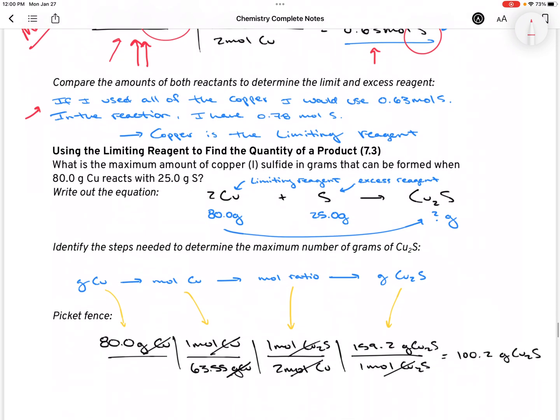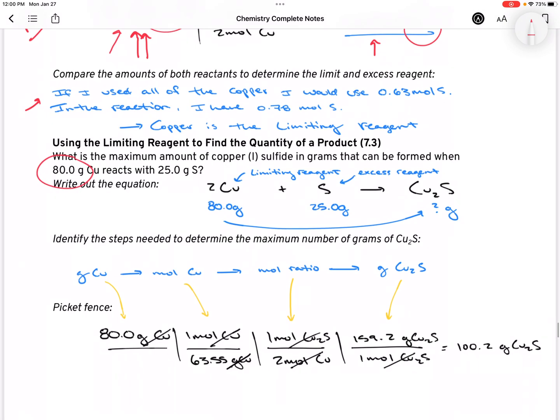Okay, now down below, we can take this problem and go a step further and actually figure out how much we can make. So in this example, we're using the same values. We have 80 and 25 in relation to the copper and sulfur that we're working with. And we found that the limiting reagent was copper. Copper is the limiting reagent, and we want to know how much copper(I) sulfide we can form. How many grams can we make? This comes back to something we've already learned and practiced. Let's put it together.